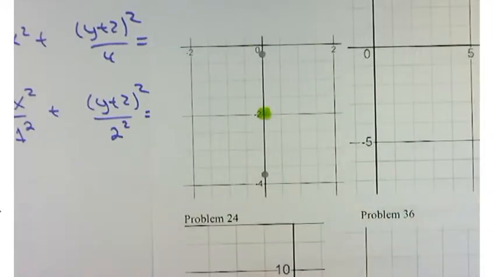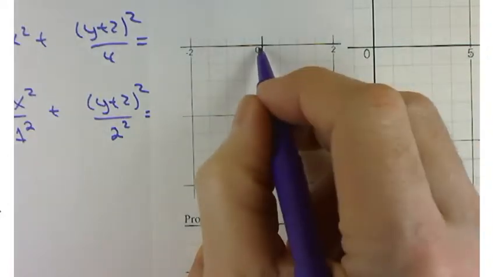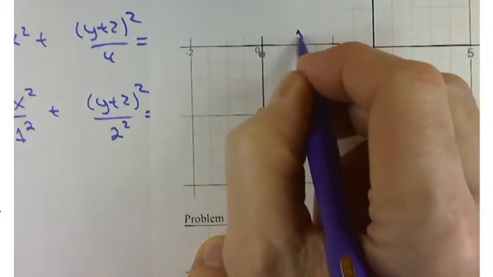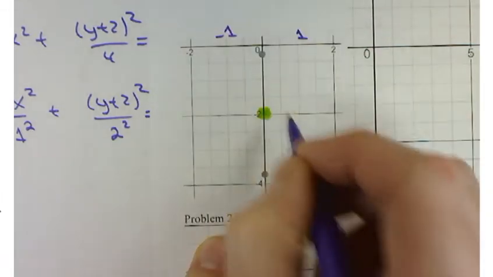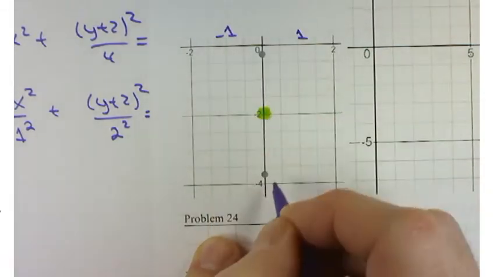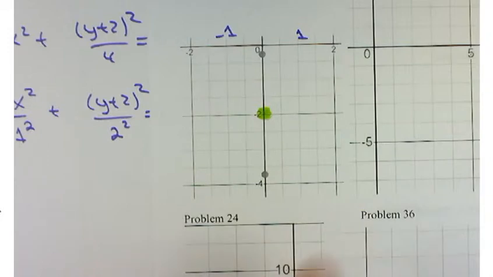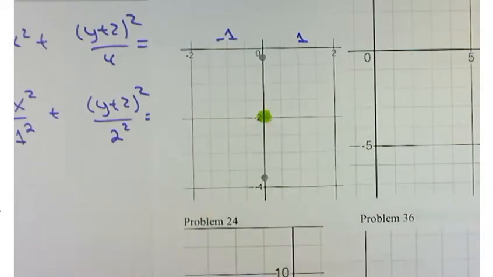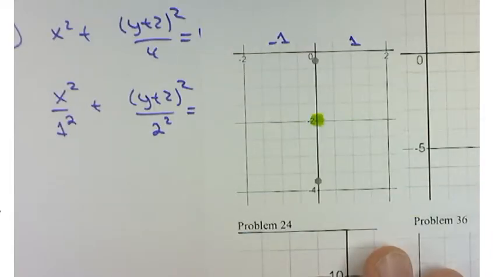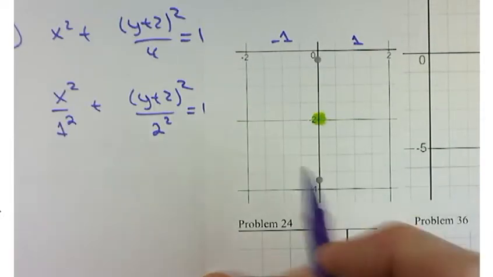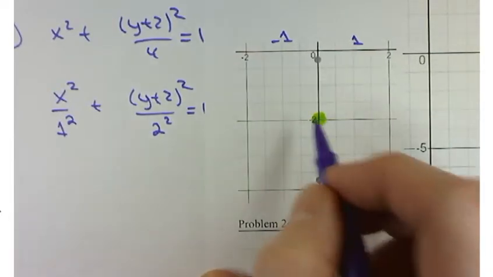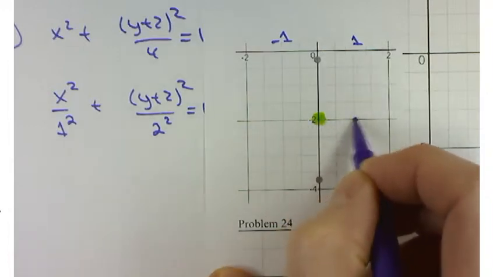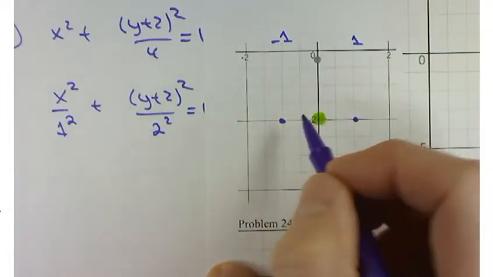Now keep in mind the scaling on this. So if this is 0, that's 2. That means this is 1. That's negative 1, negative 1, negative 2, negative 3, negative 4, etc. So there's our center. How far do I have to move to find the vertices in the x direction? 1. So 1 here and 1 here.